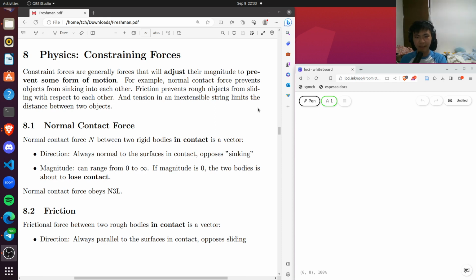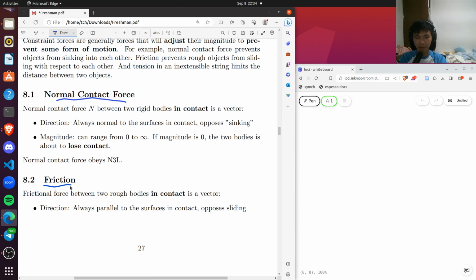So generally speaking, these are forces that prevent some form of motion, right? So perhaps the normal contact force prevents two objects from sinking into each other, right? Assuming that they are rigid objects, they prevent two objects from intersecting. Then the frictional force prevents two objects from sliding with respect to one another. Of course, there's a limit to it, right? There's only so much friction can prevent before the two objects start slipping.